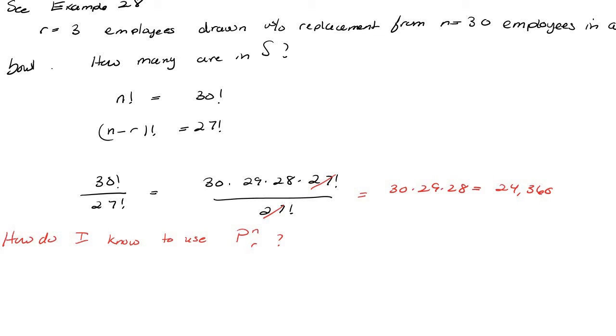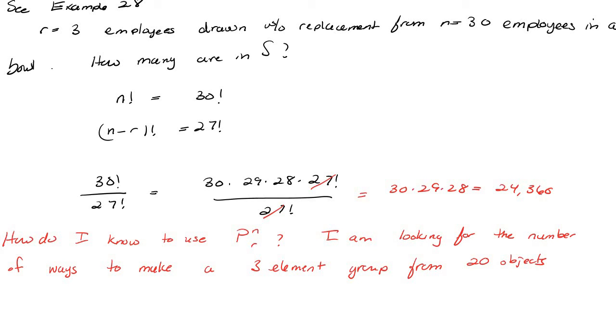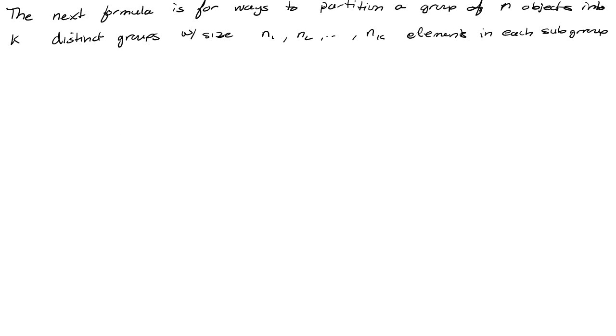So the real question is, how do I know when to use this formula? Well, the trigger words are that you're looking for the number of ways to make a 3-element group from 20 objects. So you're looking for the number of ways to make an r-element group from n objects. That's how you have to remember.